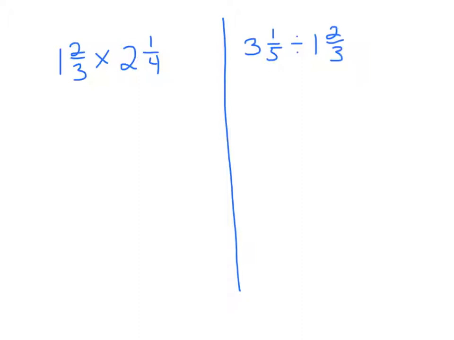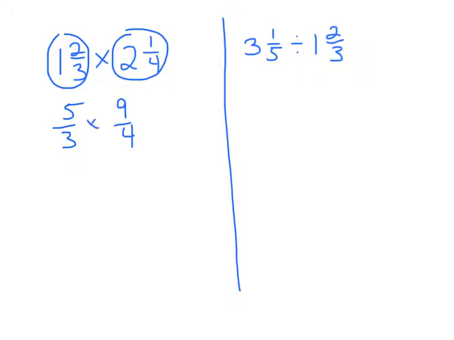Okay, in order to go through and do the first problem, I'm going to take both of the mixed numbers and change them into improper fractions. So for the first one, I get 5/3. For the second one, I get 9/4. And then I'm going to just multiply. 5 times 9 is equal to 45. 3 times 4 is equal to 12.